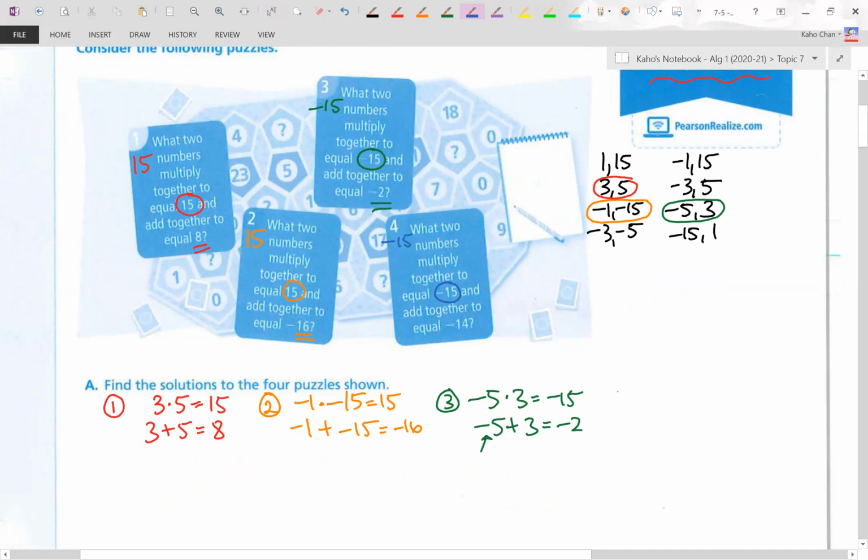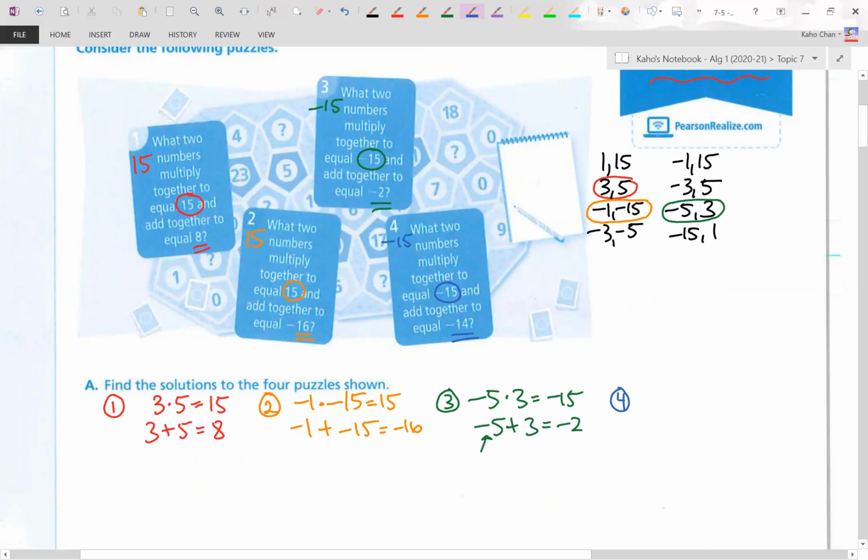All right, I kind of jumped the gun there and gave you what's coming up on the next page. Number 4, let's see. Multiplied together to give you negative 15, and when added together, it will give me negative 14. Interesting. Oh, look, do you see it?